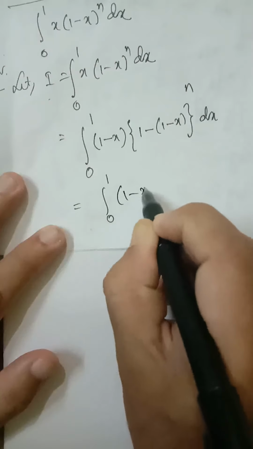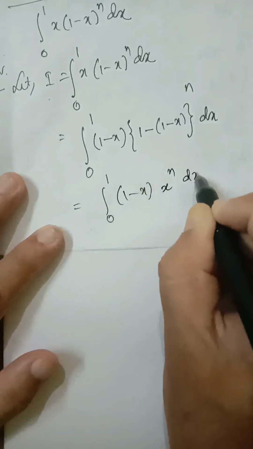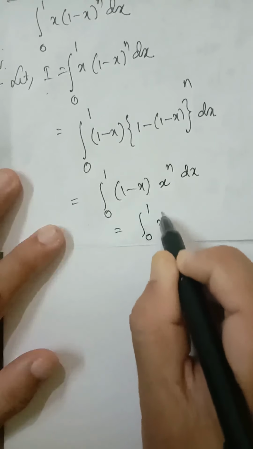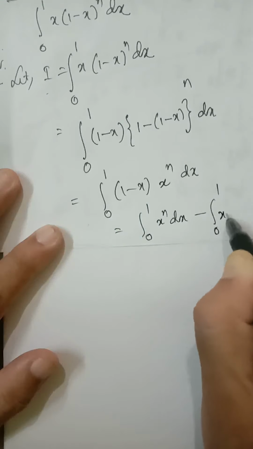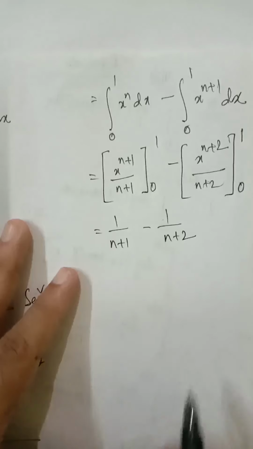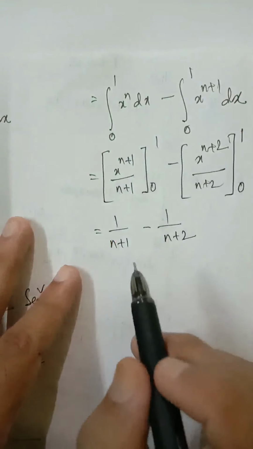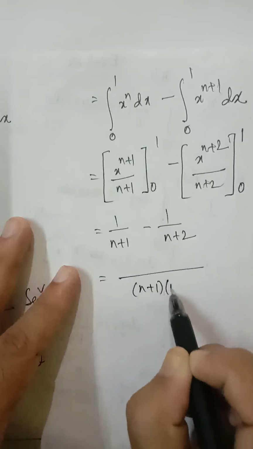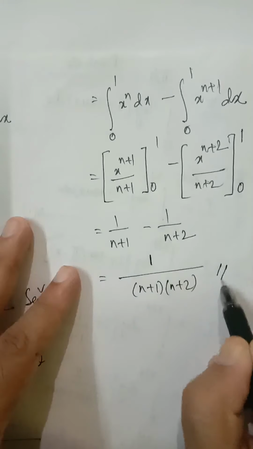So integral from 0 to 1, (1 minus x), the 1 will get cancelled, this will be x to the power n dx. Now if we multiply, we will get integral 0 to 1 x to the power n dx minus integral 0 to 1 x to the power n plus 1 dx. And so integrating and putting x equal to 1, I get this result, and if we take LCM, it will be (n plus 1) into (n plus 2), the numerator will be 1. So this is the answer.